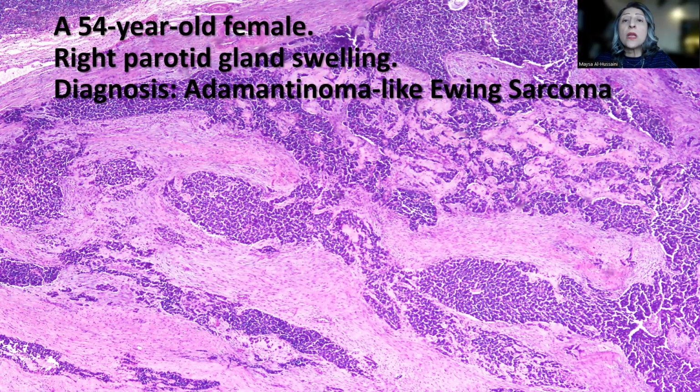You need to order other immunohistochemistry like S100 and desmin and smooth muscle actin to rule out the possibility of other differential diagnoses, especially in the head and neck area. And of course, confirmation by cytogenetics in particular is extremely helpful in reaching the final diagnosis.